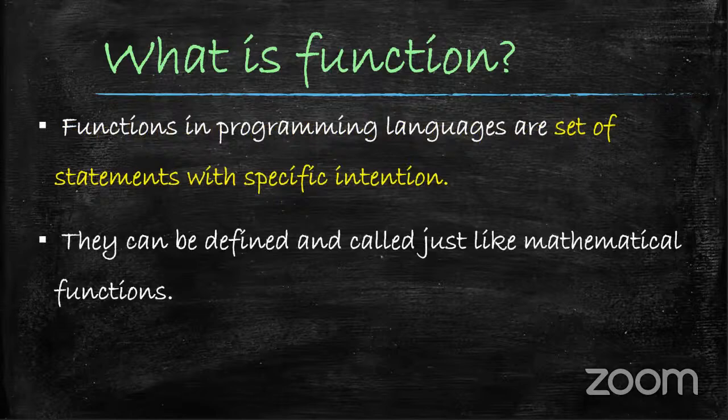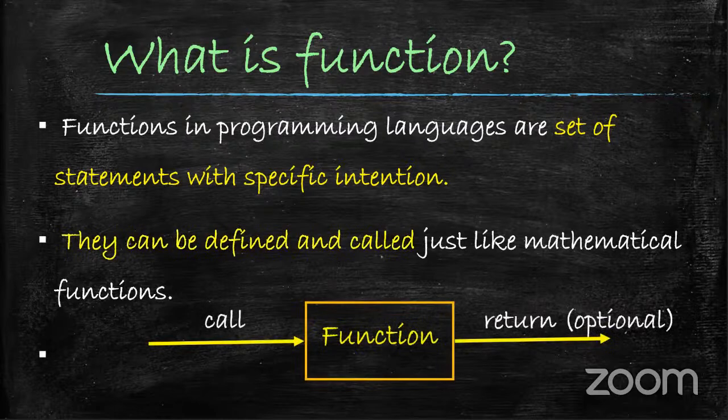They can be defined and called just like mathematical functions. So basically functions are like small boxes. You provide some data to it, and it will give you a result out of that. Is it clear? Just like a mathematical function. So for a function, you provide input data, called a call, and it will return a value, which is sometimes optional, in the sense that there are functions which you can call but they don't return anything. Some functions, when you call them, provide you something in return, just like mathematical functions.